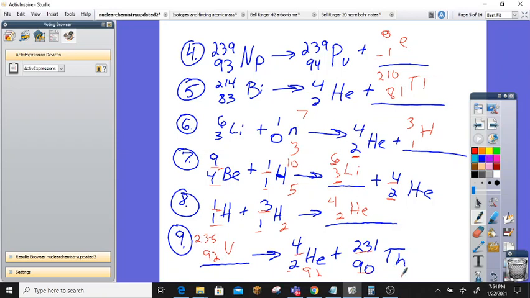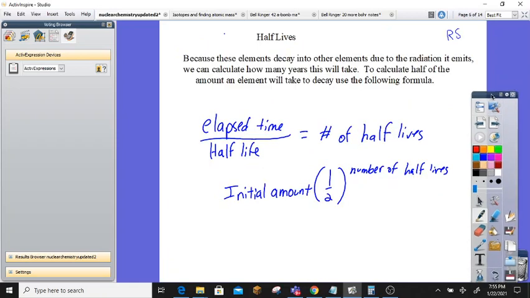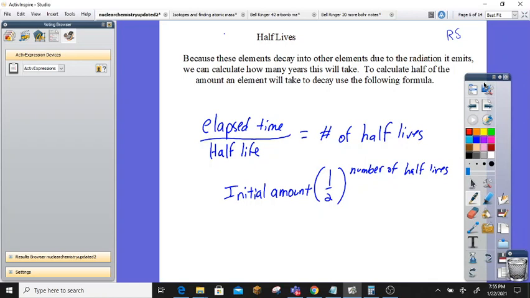And that's how you will answer the handout. It's exactly the same. So moving on, we are going to cover half-life.